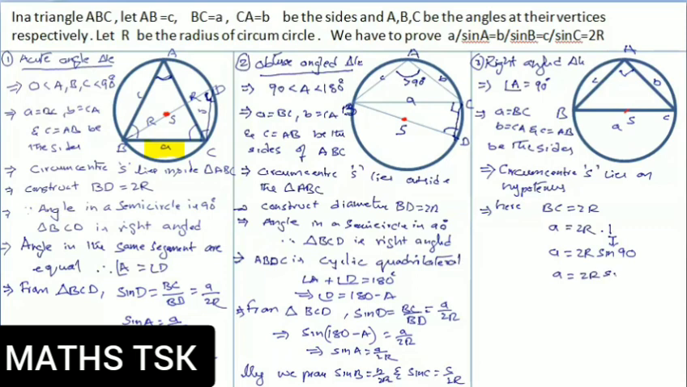So this implies sin A is equal to a by 2R. Similarly, when you consider B equal to 90 degrees, b becomes 2R and b is equal to 2R sin B. Therefore, sin B is equal to b by 2R and sin C is equal to c by 2R. So according to the sine rule, this is proved. What you can say is a by sin A is equal to 2R, b by sin B is equal to 2R and c by sin C is equal to 2R. That is the sine rule.